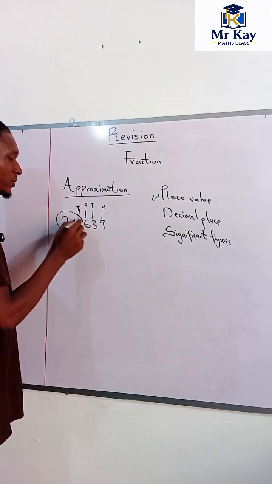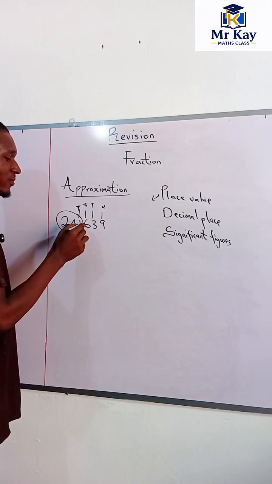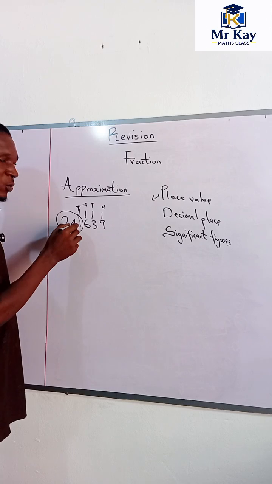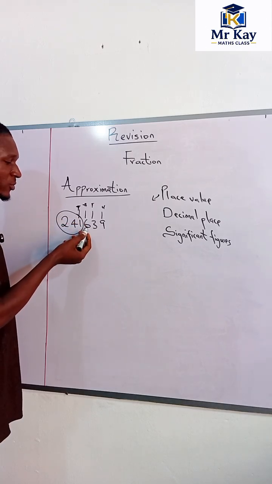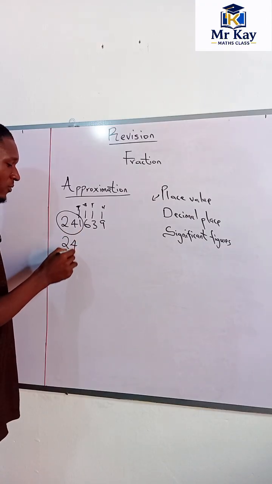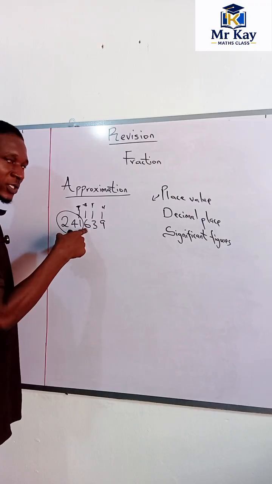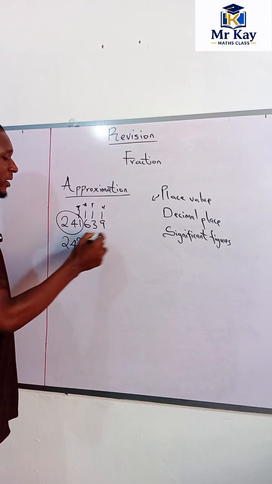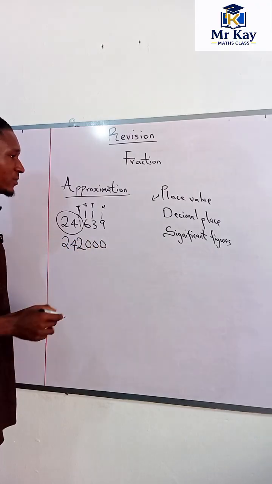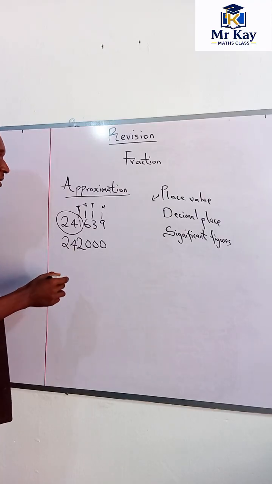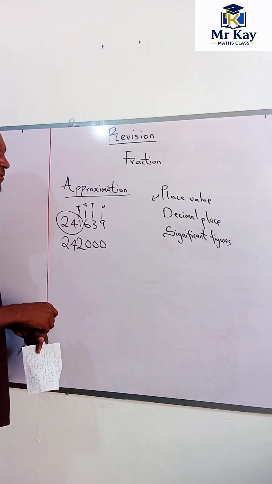But before we write it, we are going to check the next number. If it is up to 5, therefore we have to increase this 1 to 2. We round up. But if this is not up to 5, we don't increase. Here you can see this number is up to 5. Therefore, we are increasing this 1 to 2, which is going to give us 2, 4, 2 instead of 1 now. And all the remaining numbers turn to 0. So whichever place value you are asked to approximate to, this is what you do in such a way that you end under that place value.